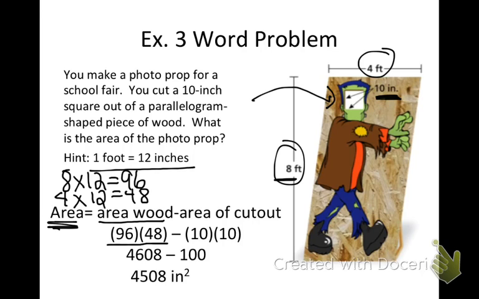And then the cutout is 10 by 10 inches. I don't need to do any conversions there. Do the multiplication. And I get 4,608 minus 100. So your final answer for the area of the wood of the photo minus the spot to put your face is 4,508 inches squared.